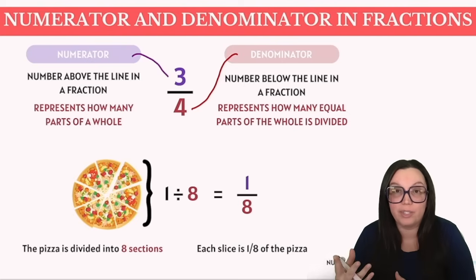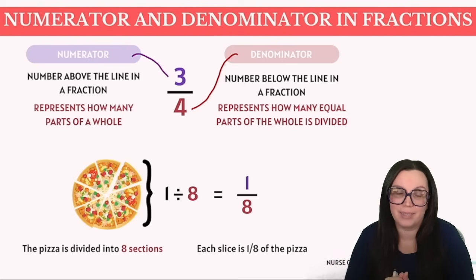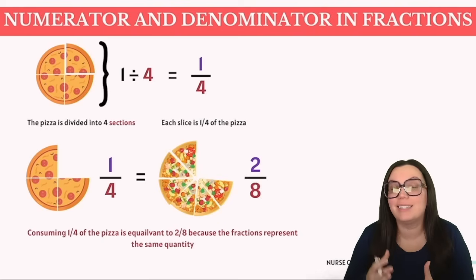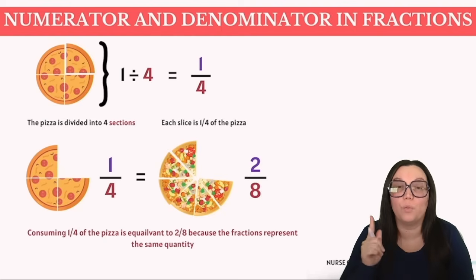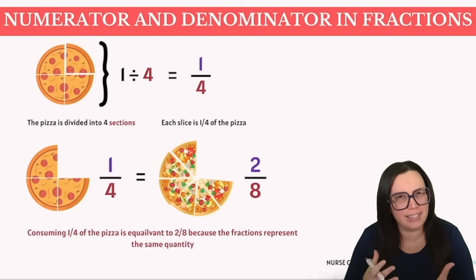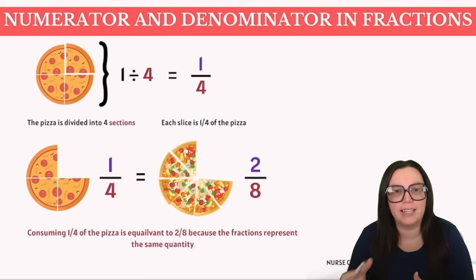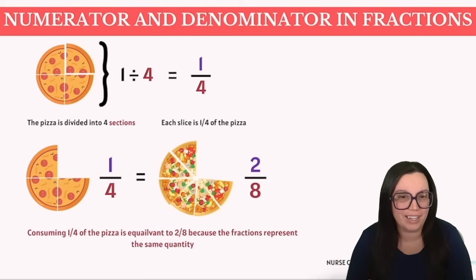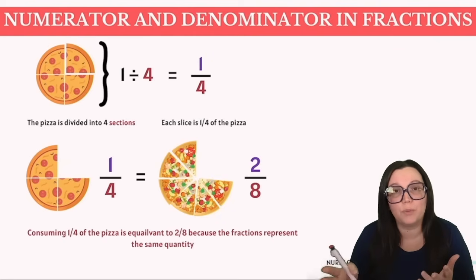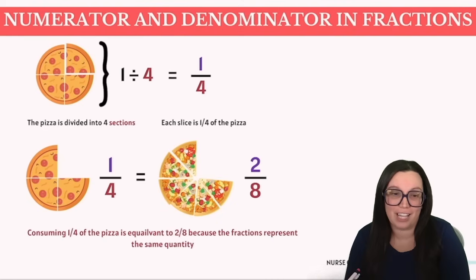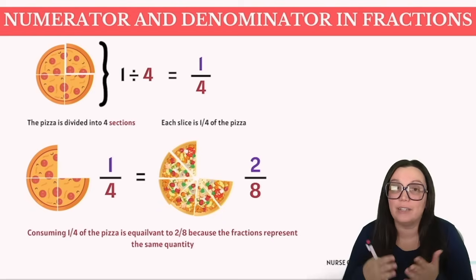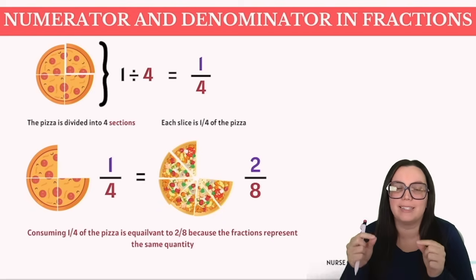If you consume 2 slices, that equates to 2/8. Now let's imagine a scenario where the pizza is sliced into quarters instead of 8s. In this arrangement, each piece accounts for 1/4 of the pizza. Interestingly, consuming 1/4 of a pizza is equivalent to eating 2/8 because these fractions represent the same quantity. If you divide the numerator and the denominator by 2, 2/8 would be equivalent to 1/4. This is a demonstration of equivalent fractions, illustrating that despite having different denominators, the fractions can express the same value once they are simplified.